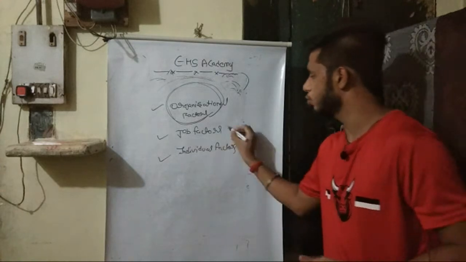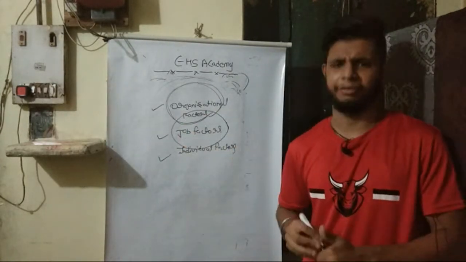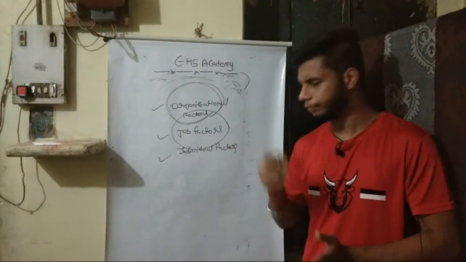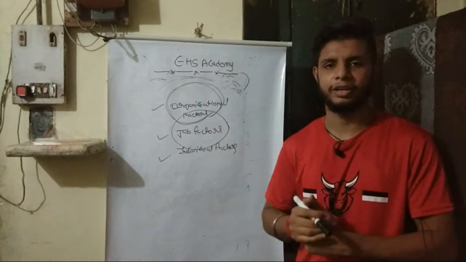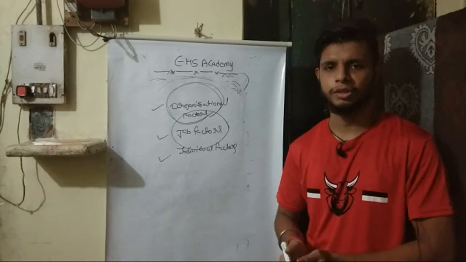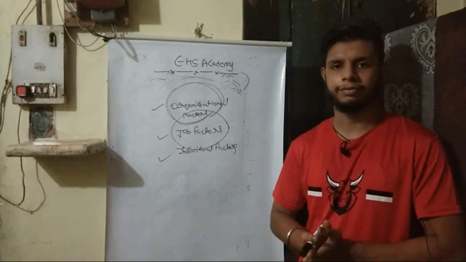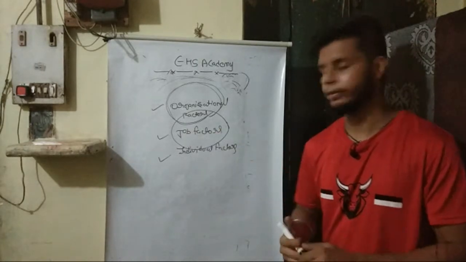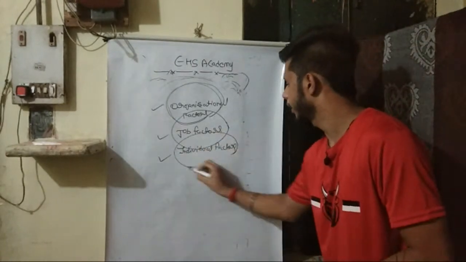Now second is job factors. Your job may be very different. For example, too much workload is there, a very awkward job is there, or your environment is too bad, so you go to negative safety, meaning you are not following safety because of the nature of your job. Now individual factors.